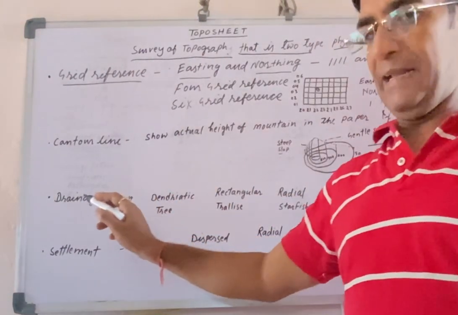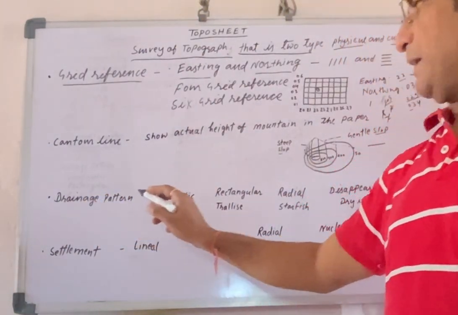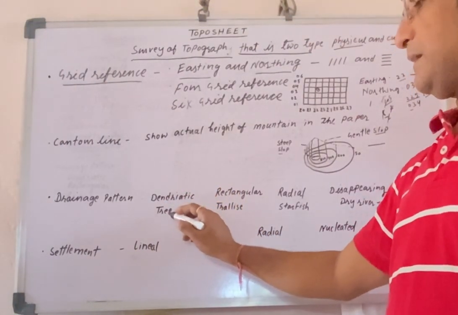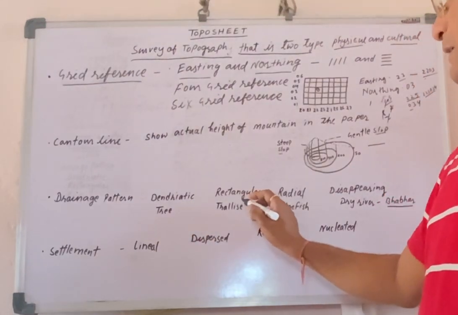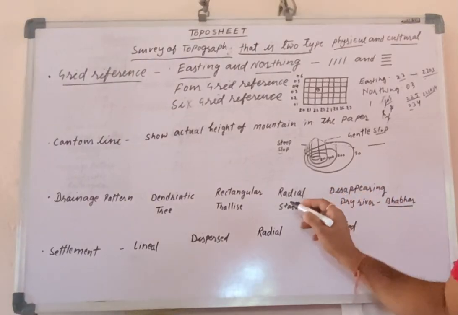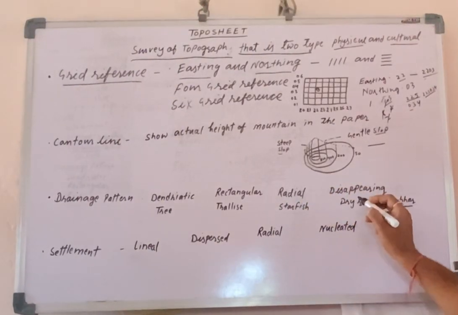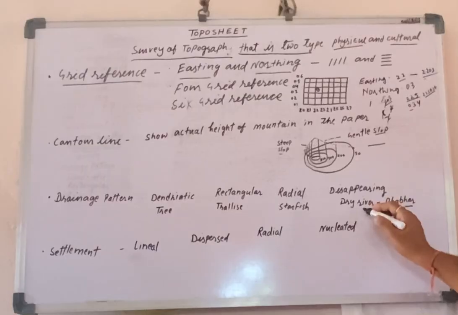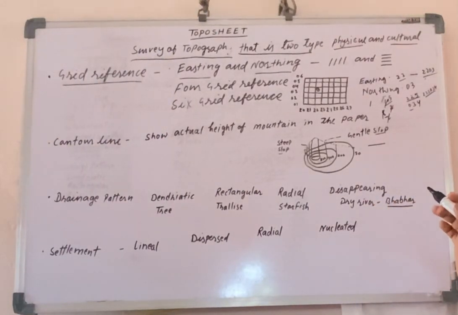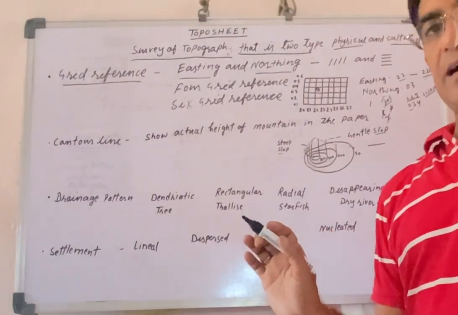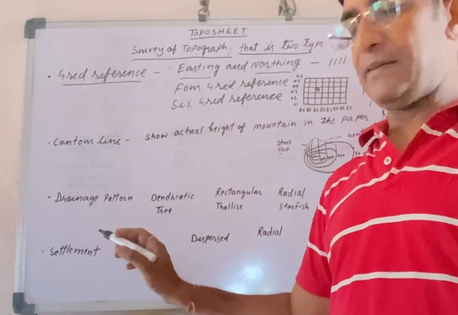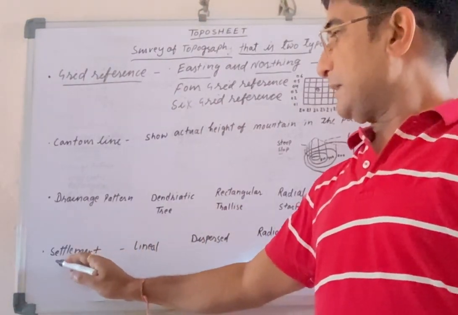And next is the drainage pattern. Drainage patterns are of four types. Dendritic pattern is just like a tree. Rectangular, it is trellised. Radial, it is like a starfish. Disappearing, it is a dry river. Mostly you will see this dry river in areas where there is desert or the land is not very fertile. It is infertile land.